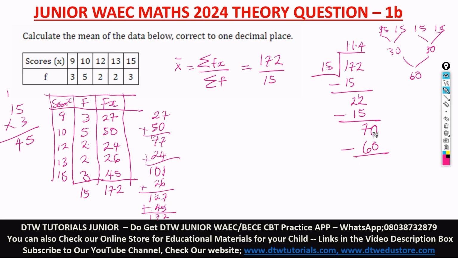Let's subtract, all right, and we have 0 and 7 minus 6 will give us what? 1. Remember, it says correct to what? 1 decimal place. So we don't need to go further again. Do you see that? We don't need to divide further because it says correct to 1 decimal place. 1 decimal place is immediately after the decimal point.